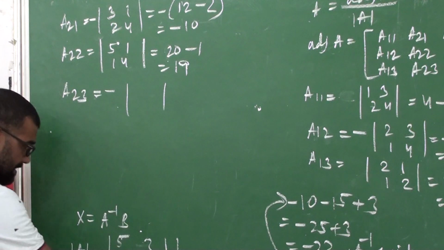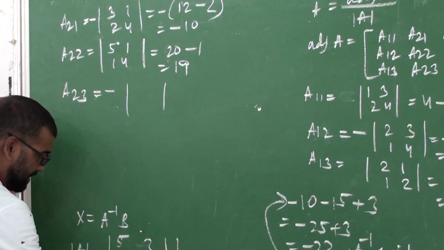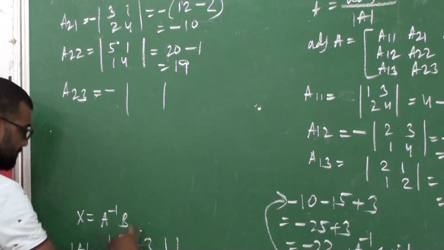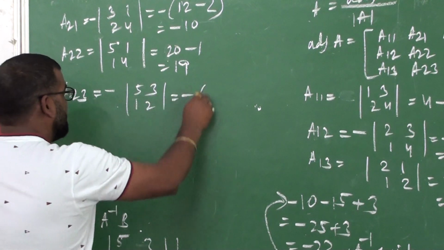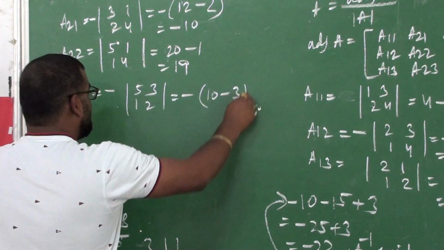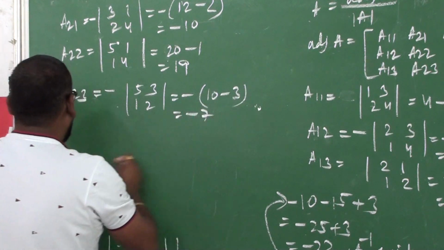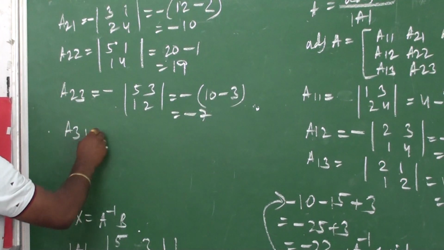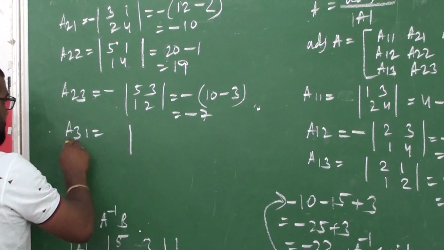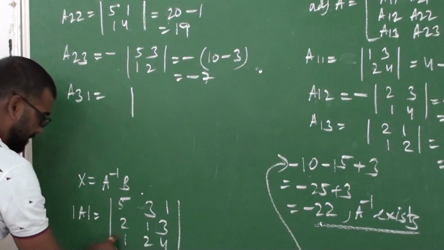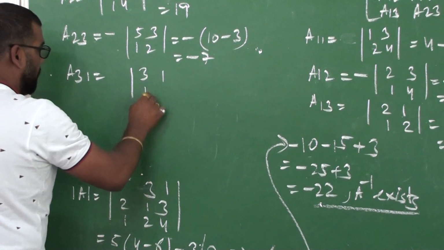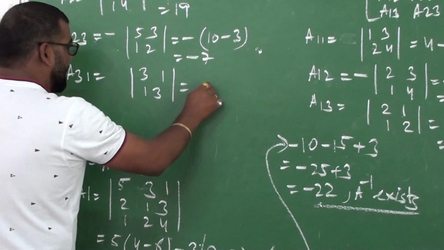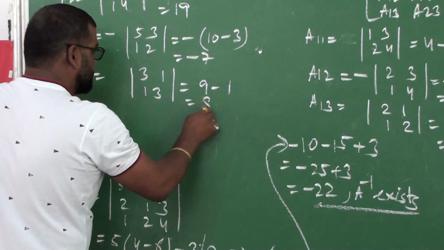I'll write this as, leave this, leave this and leave this, you are left with 5, 3, 1 and 2, that is 10 minus 3, that is equal to 7. Again, come with the third row along with the first column, that is 3 plus 1 is 4. Leave this, you are left with 3, 1, 1 and 3. That you land up to 9 minus 1, that is equal to 8.